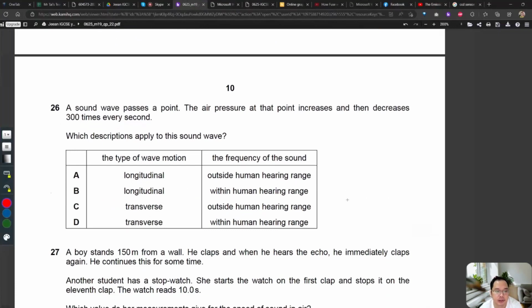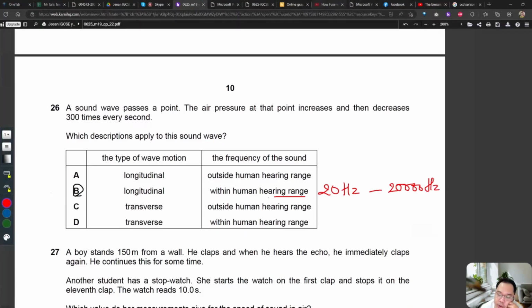Question 26: a sound wave passes through a point, and the air pressure at that point increases and then decreases 300 times every second, meaning that is the frequency. Which description applies to this wave? B. Longitudinal. Yes, a sound wave is longitudinal. Within human hearing range, 300 times per second means 300 hertz, which is within human hearing. The human hearing range is from 20 hertz to 20,000 hertz.